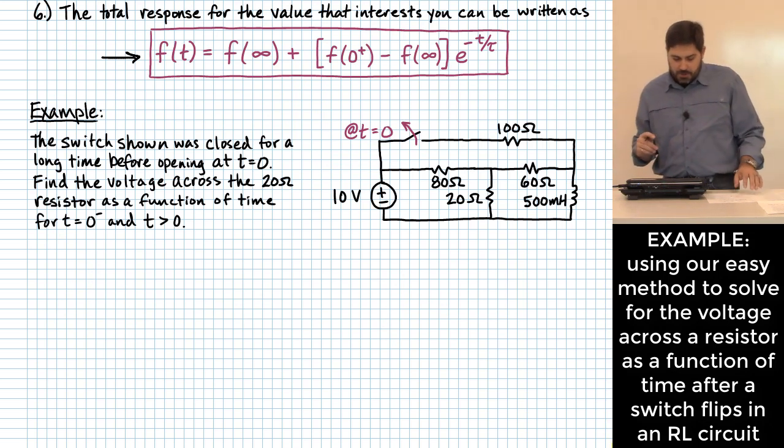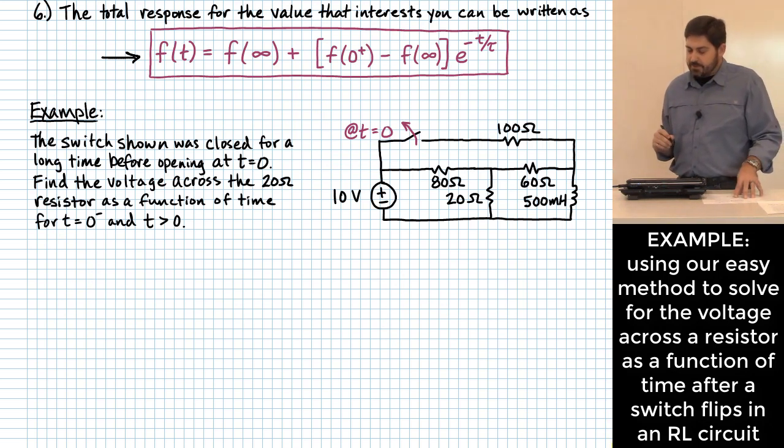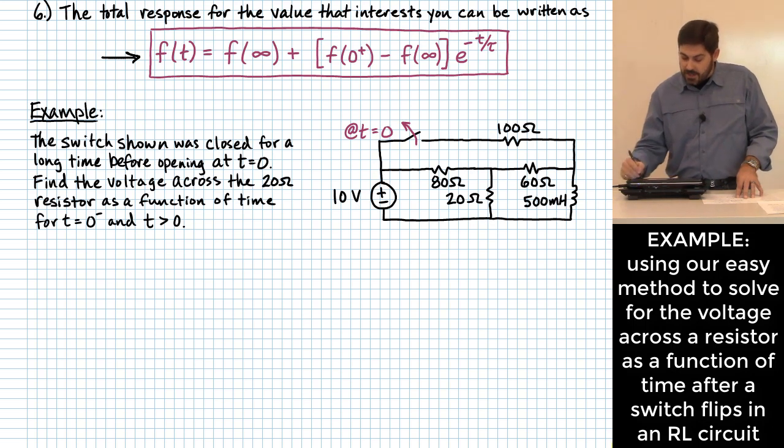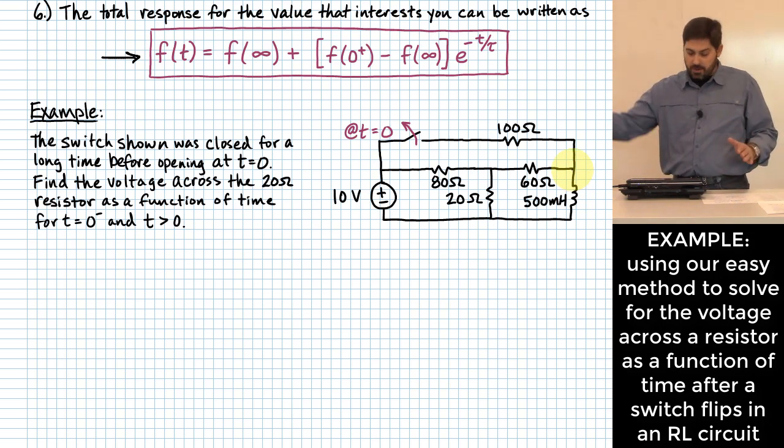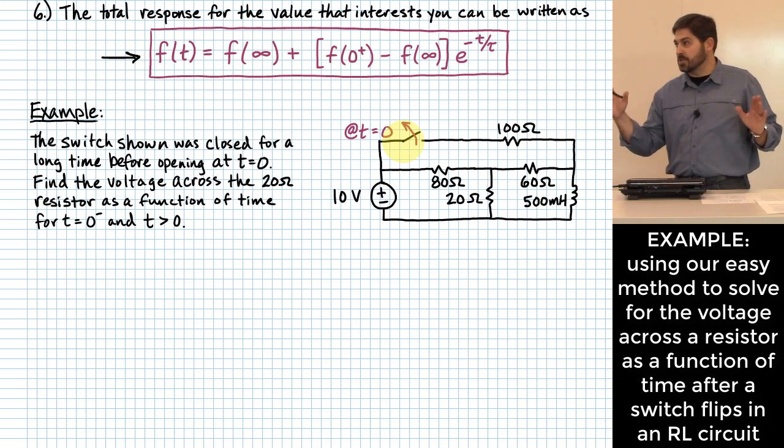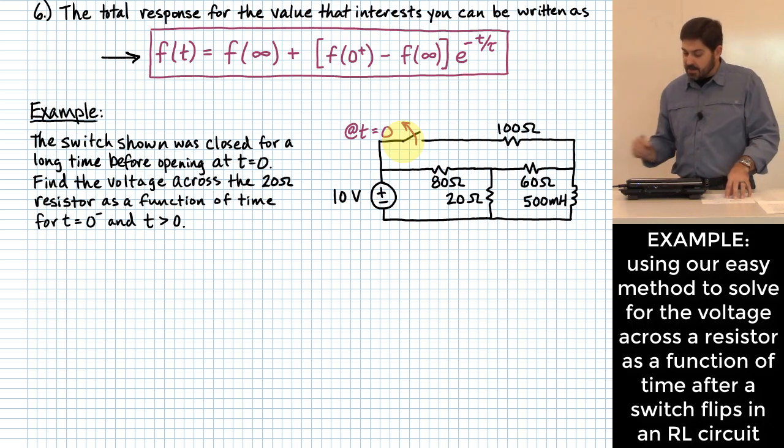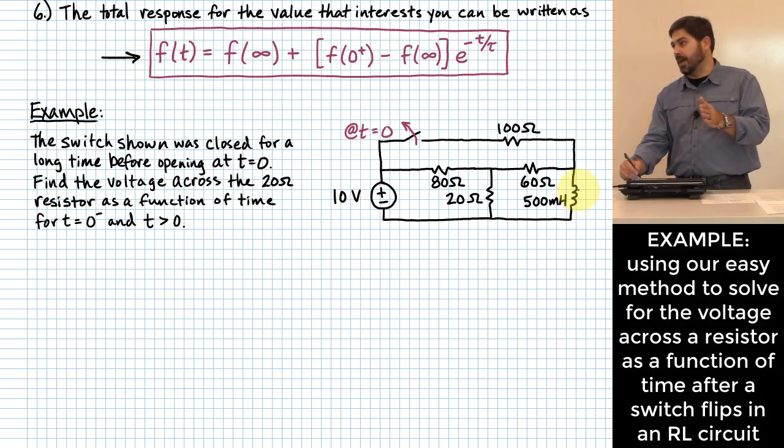The switch shown was closed for a long time before opening at t equals 0. Why is that statement in the problem? That's to give you confidence that the inductor was in its steady state before the switch opens. There was nothing else changing or no transients happening because it had been in that state for a long time. Meaning that inductor is going to behave like a short circuit right before the switch flips. That's what an inductor behaves like in a steady state condition.